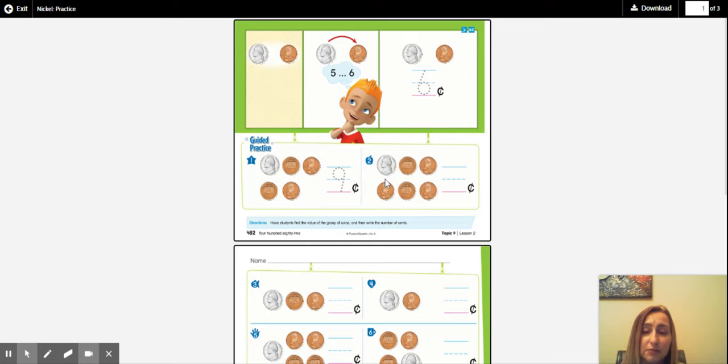Let's count on number 2. Starting with a nickel, starting with 5, because you already know a nickel is worth 5 cents. So count from 5, 6, 7, 8, 9, 10.